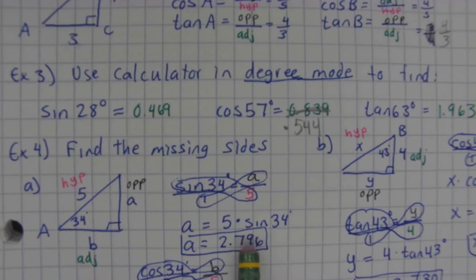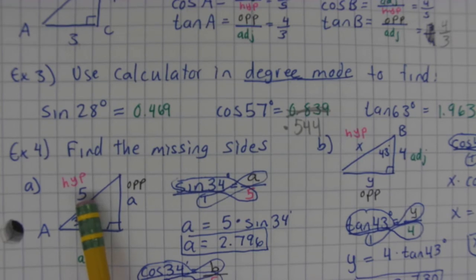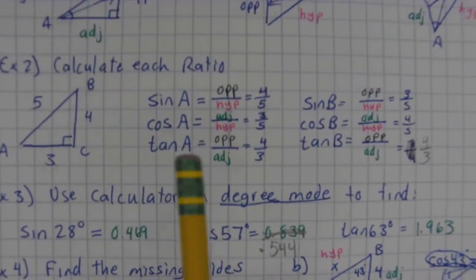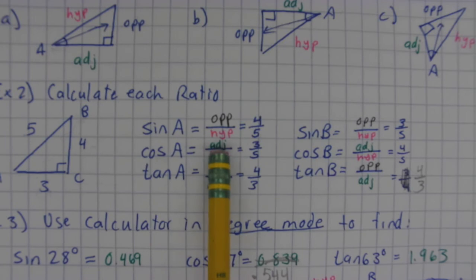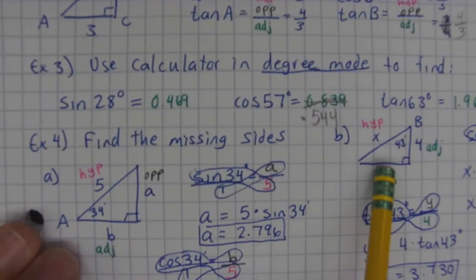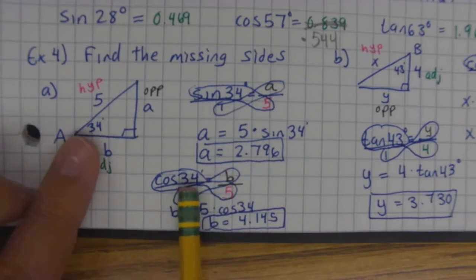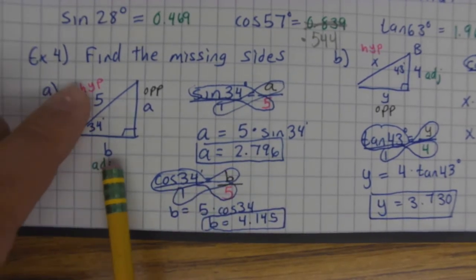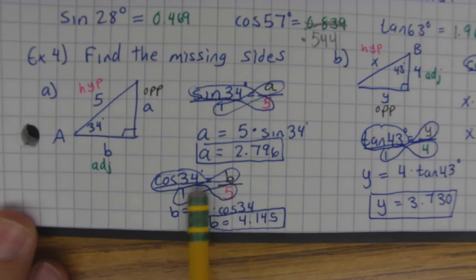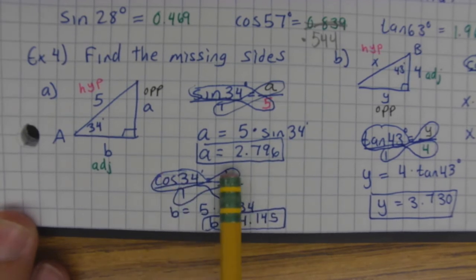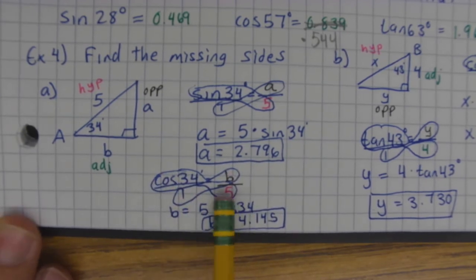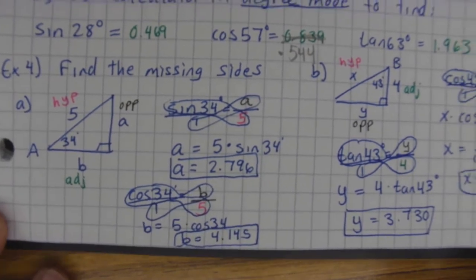Okay. And then to find the other side, B is the adjacent and you know the hypotenuse. So if you want to find the adjacent and you know the hypotenuse, you can use cosine because cosine is adjacent over hypotenuse. All right. So cosine of 34 is adjacent B over hypotenuse 5. B over 5. You do the cross method again, the butterfly method. B times 1 is B. 5 times cosine 34, do that on the calculator, you get 4.145.